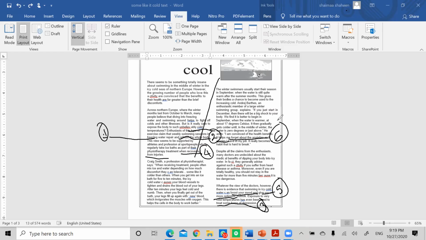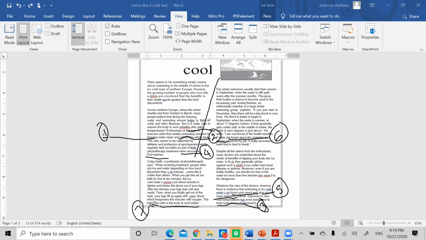Also the point in paragraph 3. Okay, so I still need 2 points. Fills up the body or fills the cells. Yes, this helps the cells in the body to work better. It's in the last line. So helps the cells to work better. Yes, so let's say that this is number 7, my dear.